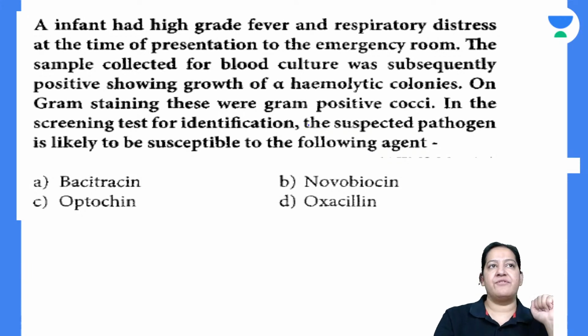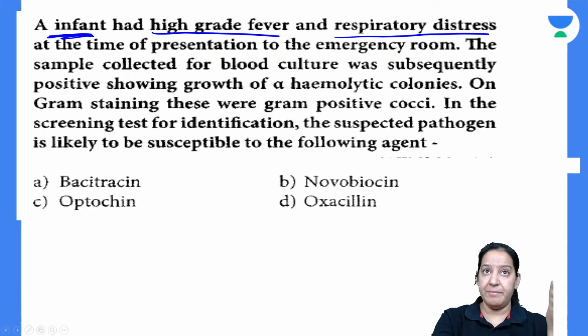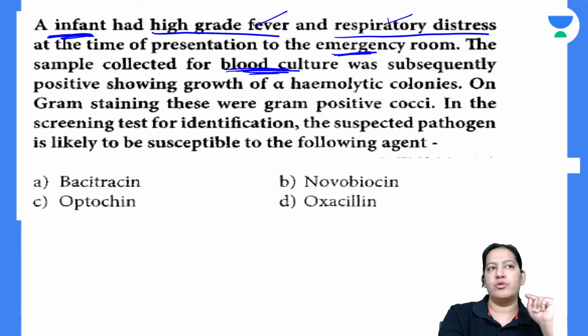Everyone. So the next question is in front of you. There is an infant having high grade fever with respiratory distress. So maybe the infant may have pneumonia. The pneumonia fits, having respiratory distress and fever. At the time of presentation to the emergency room, the parents are bringing the infant to you. You are a doctor there. You have collected the sample from the sputum and from the blood, and sent it for culture to the laboratory. The microbiologist is calling you and saying, doctor, whatever sample you have sent to me, it is showing alpha hemolytic colonies on the blood agar. On gram staining, these are gram positive cocci.